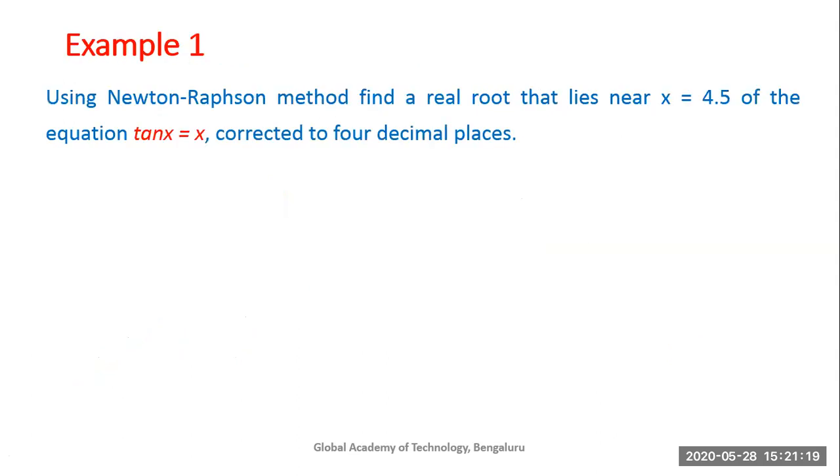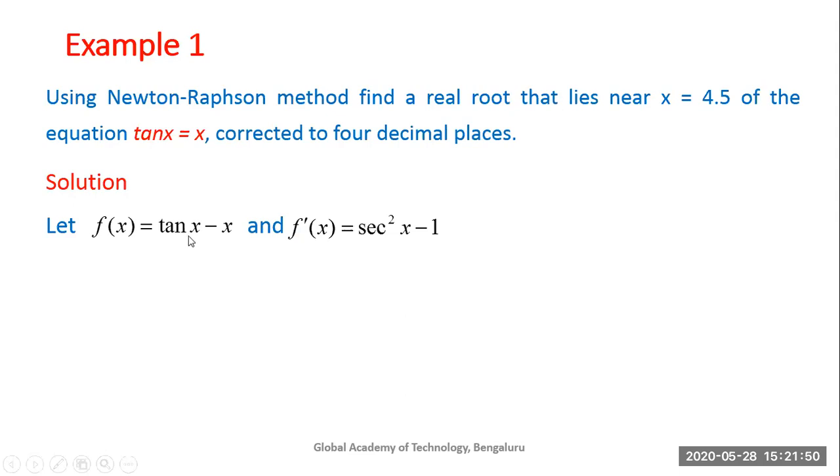So let us take an example. Using the Newton-Raphson method, find a real root that lies near x = 4.5. So x = 4.5 will be our x0. The equation is tan x = x, corrected to 4 decimal places. So here f(x) is tan x minus x, and x0 and f'(x) are required. The derivative of tan x is secant squared x minus 1.